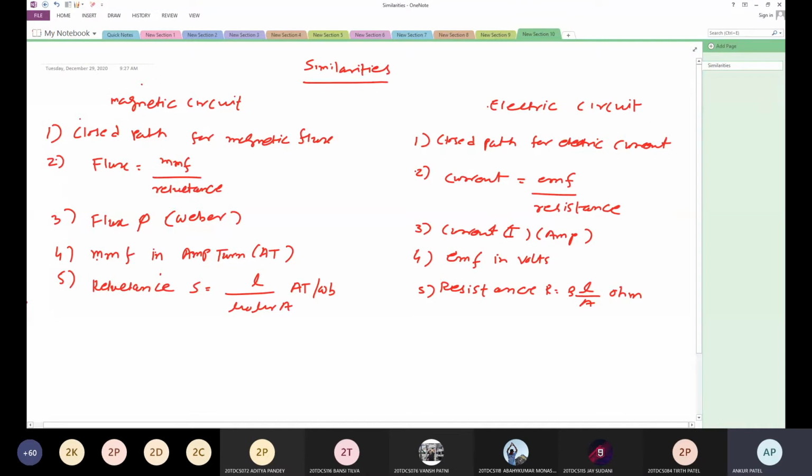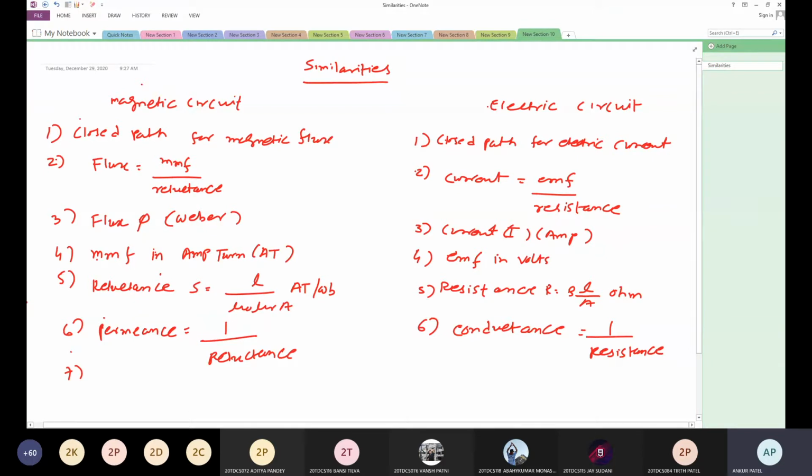So sixth one we have permeance. Permeance is equal to 1 upon S, reluctance. Yes, that is S. Here, what can I write? Conductivity, permeance. So here I can write conductance, resistance. Conductance is equal to 1 upon resistance. Okay.